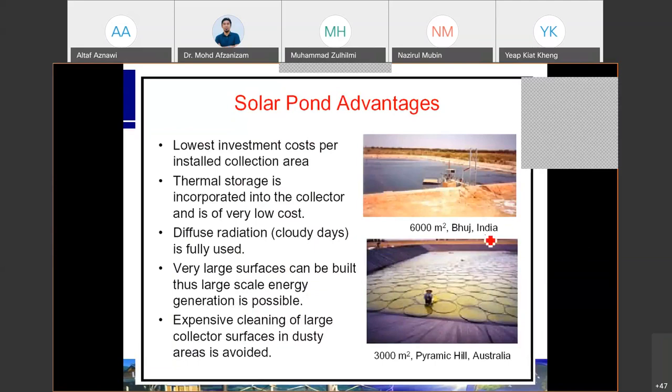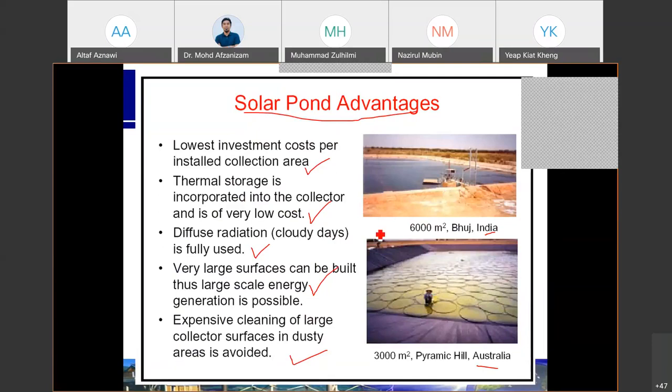In this case, it was India, Australia. Okay, solar pond advantages. Low investment cost for the installed collection area. Thermal storage is incorporated into the solar pond, very low cost. Diffuse radiation, very large surface can be built, so large scale energy is possible. Expensive cleaning of large collector surface in dusty areas is avoided.